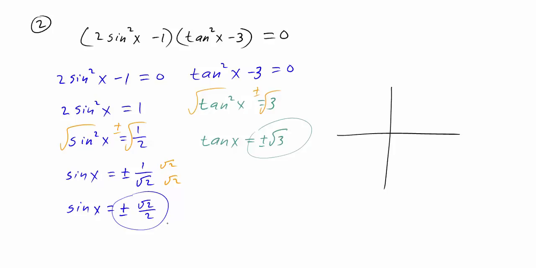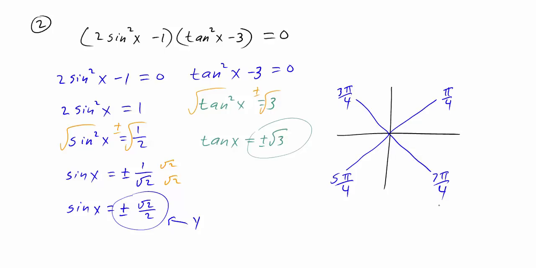So where do we have a y-coordinate that is, this is our y-coordinate. On the unit circle, where do we have a y-coordinate that is square root of 2 over 2? Okay, well, that's going to be at pi over 4 and 3 pi over 4, 5 pi over 4, and then over here at 7 pi over 4.